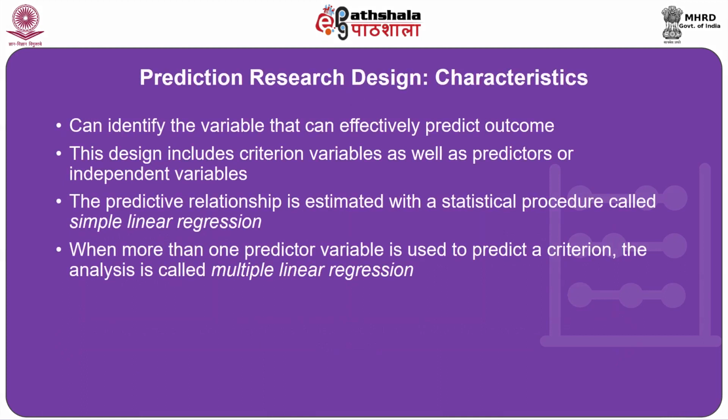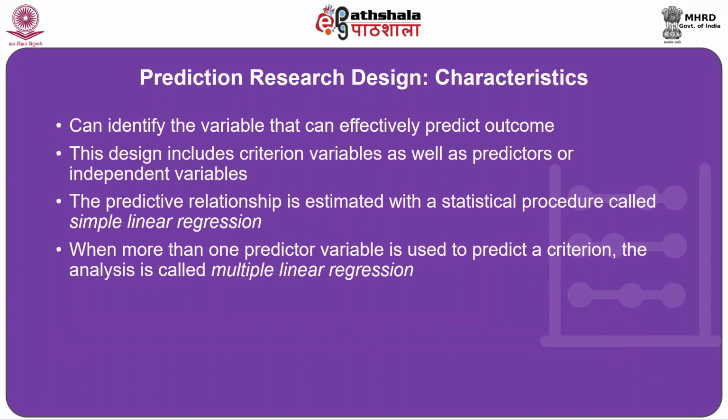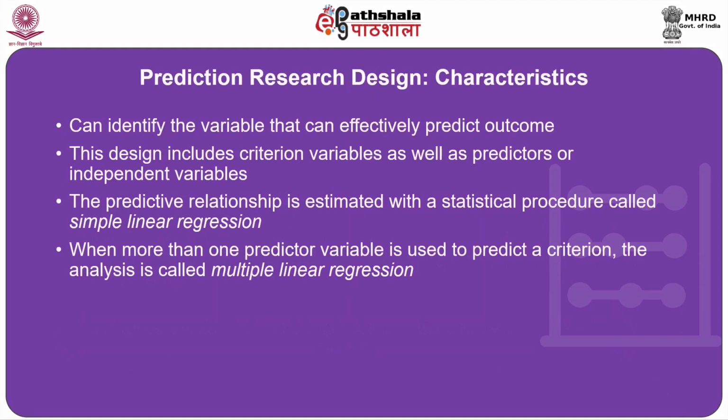Through this design, one can identify the variables that can effectively predict some outcome or criterion. The variable being predicted is called the criterion variable, or in normal terms, the dependent variable. And the variable or variables being used to predict the criterion are called predictors, or in general terms, independent or explanatory variables.